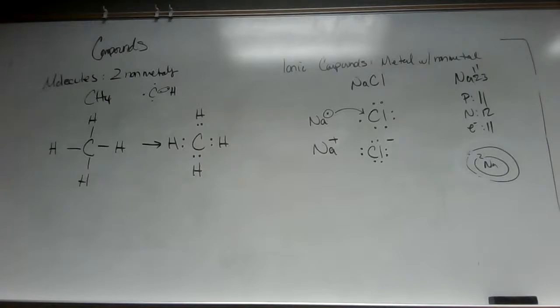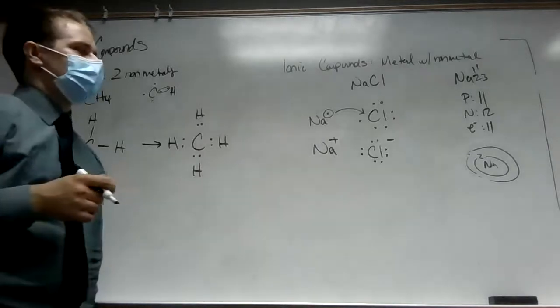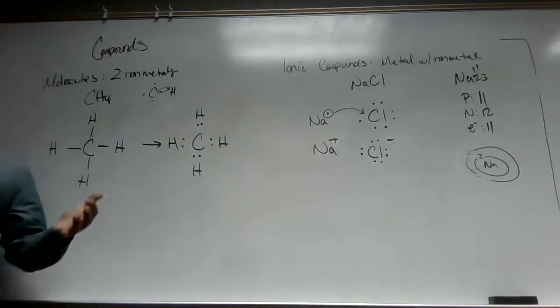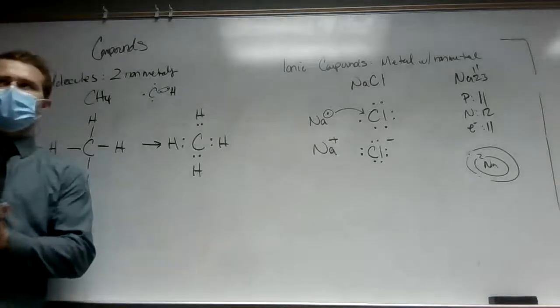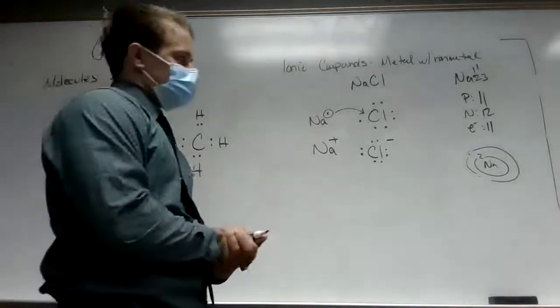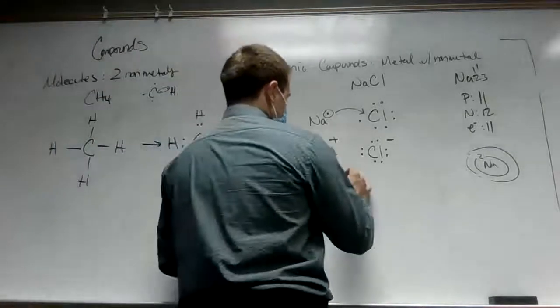We have a sodium ion and a chloride ion. One is positively charged, the other is negatively charged. Just like magnets, they'll be attracted to one another. We end up with Na.